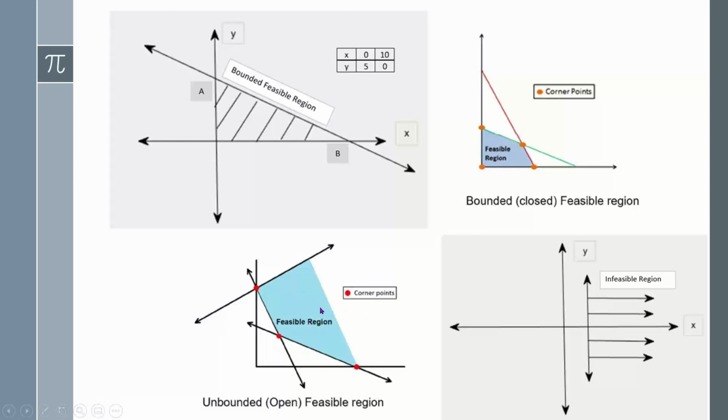For example, in this particular example, we have 3 corner points, but not all the points are closed. See, we have a vacant area here. That means it is unbounded, it is open. In some cases, you might also have an infeasible region. So: infeasible region; unbounded, open area; and in this example, bounded and closed. Bounded means the corner points are closed and it is bounded by corners. Here the corners are not closed, so it is called an unbounded or open feasible region. This is what we generally find in a particular question.